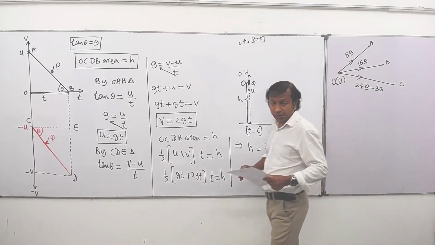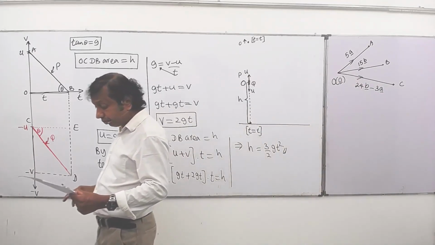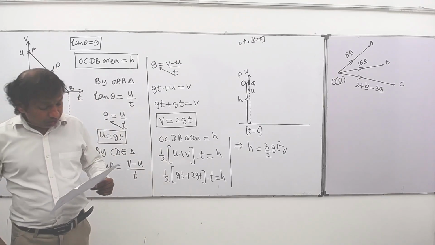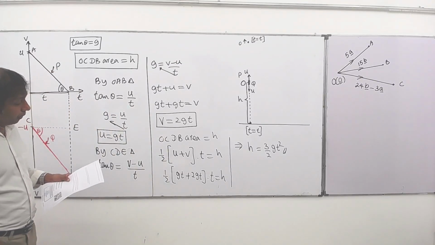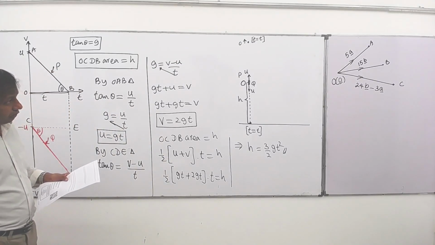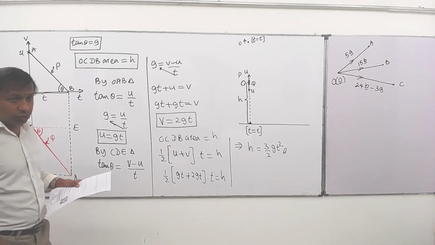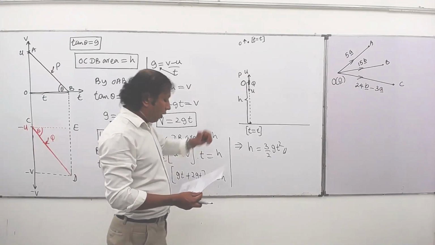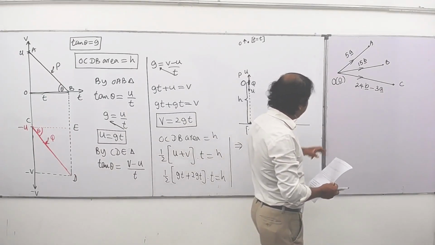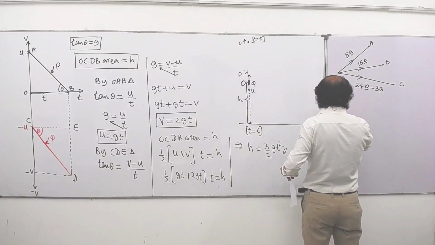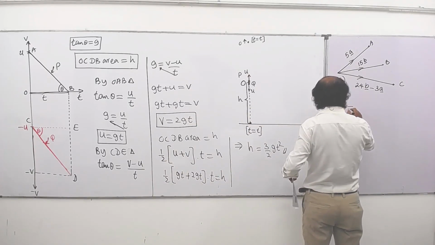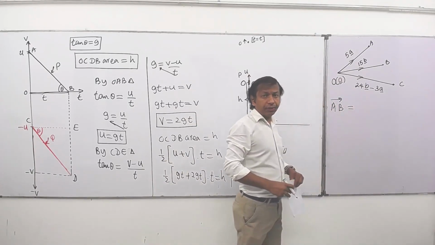Here are the position vectors of ABC points. Show that the points ABC are collinear. ABC are collinear means the 3 points ABC should lie on the same line. That's what we need to prove. For this, what we do, people, we first write the AB vector. You know how to write the AB vector?